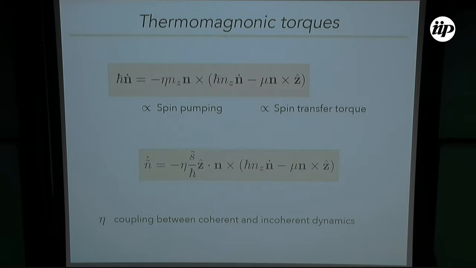So here I show you the final form of such torques. Focusing on the evolution of the order parameter, you can see that you will have one term, here the second, that describes how the thermal magnons relax into the coherent order parameter by transferring angular momentum, and then a first term that describes the back action of a dynamical order parameter into the thermal cloud. And the form of this term is very similar to the terms that describe the interaction between spin-polarized electrons and magnetization dynamics at the interface between insulating ferromagnets and metals. So these terms are a spin transfer torque-like term and a spin pumping kind of term.